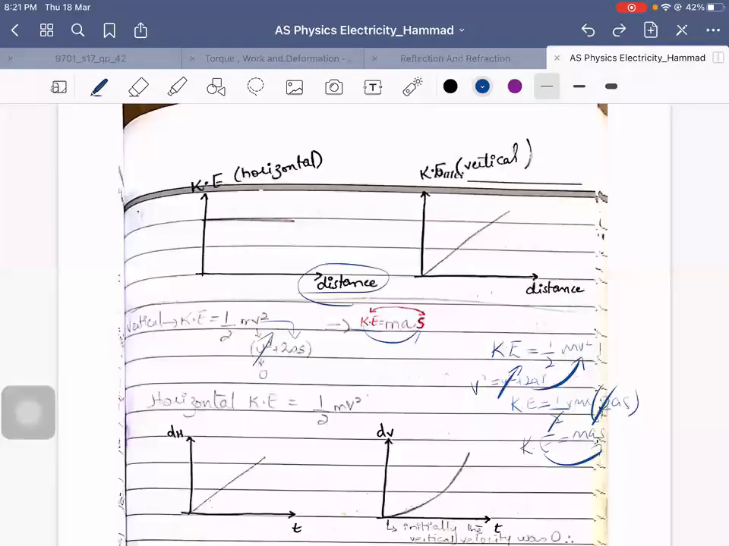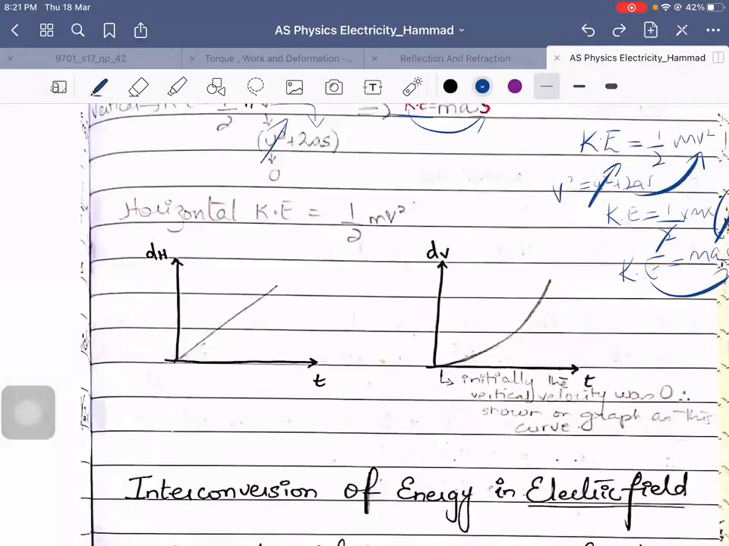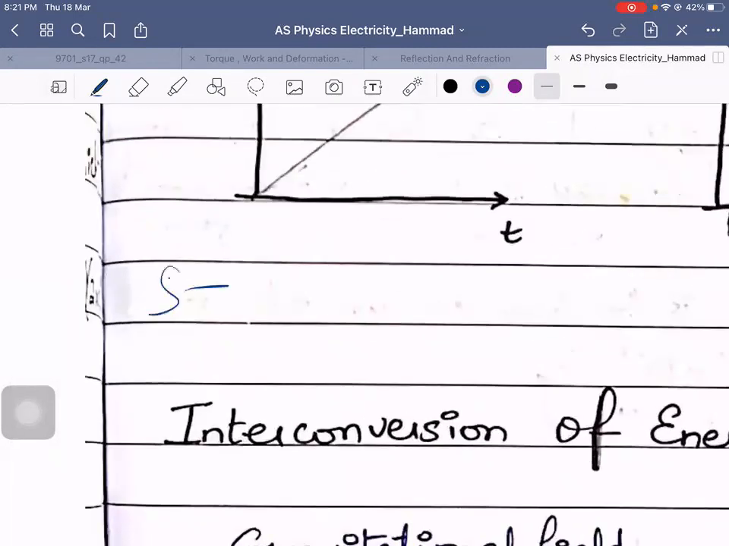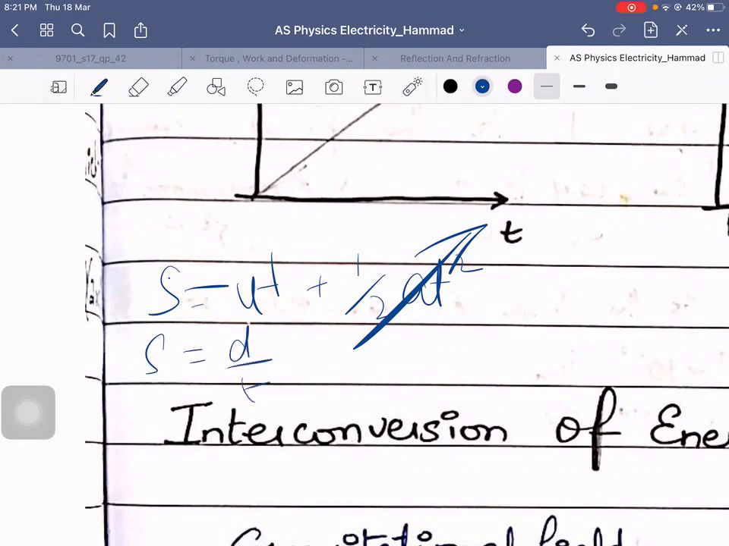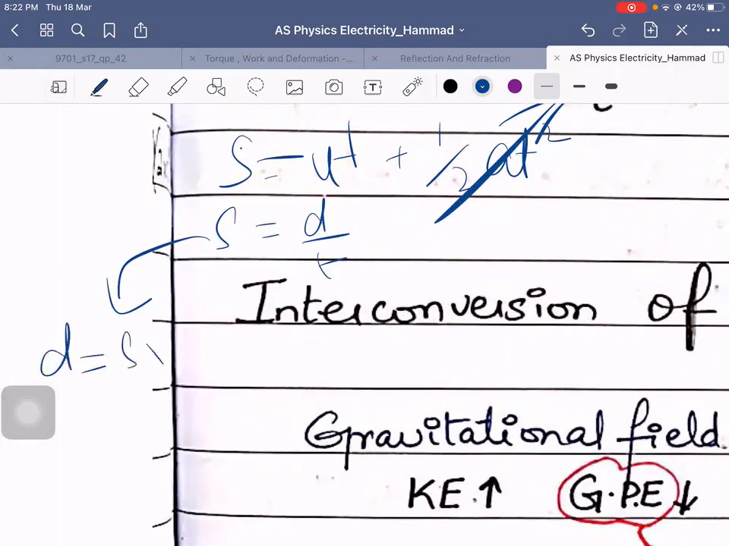Moving forward, they ask you to work out the distance against time graph. Please note that s is equal to ut plus half at squared. For the horizontal distance, there is no acceleration. So speed is equal to distance upon time. This can also be written as distance is equal to speed into time. This is your y-axis, this is your x-axis. Your gradient would provide you with a value of speed.